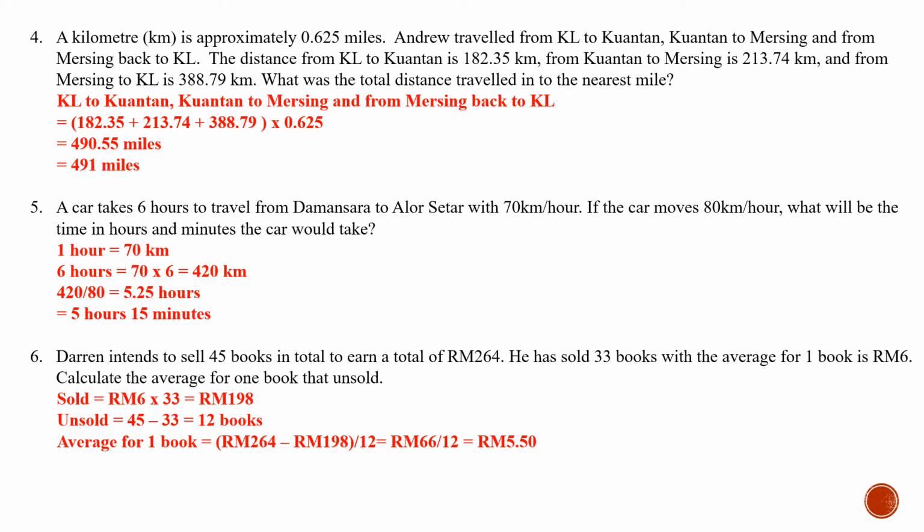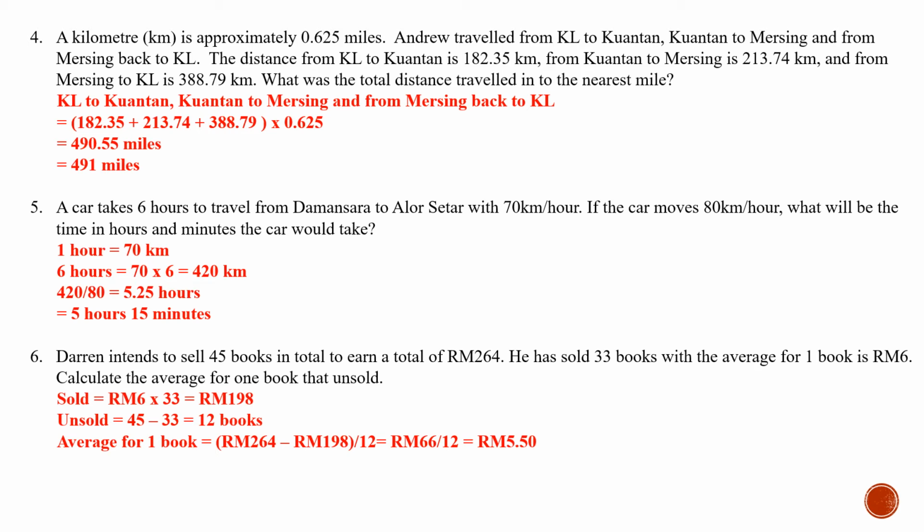Darren intends to sell 45 books in total to earn 264. He has sold 33 books with an average of 6 ringgit per book. Calculate the average of 1 book that was unsold, that didn't get sold. All right, so the first one, how many books did he sell? So 6 times 33, you'll get 198.